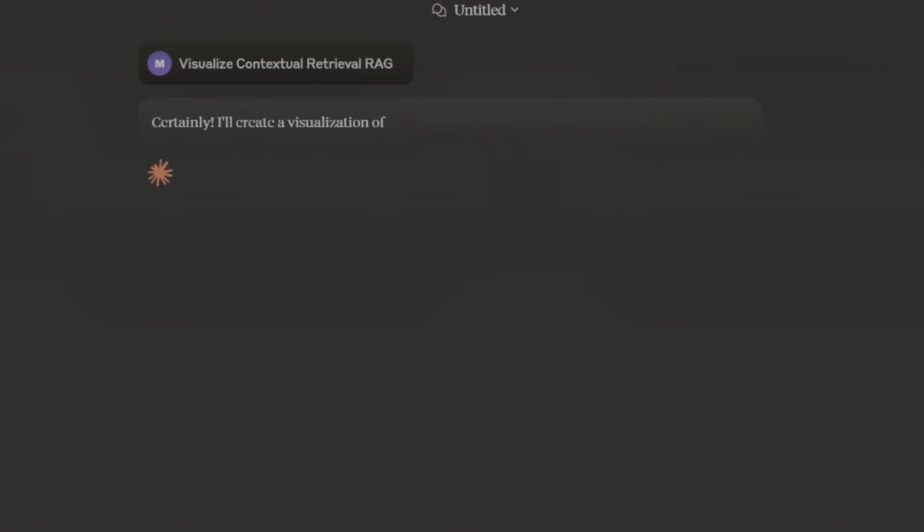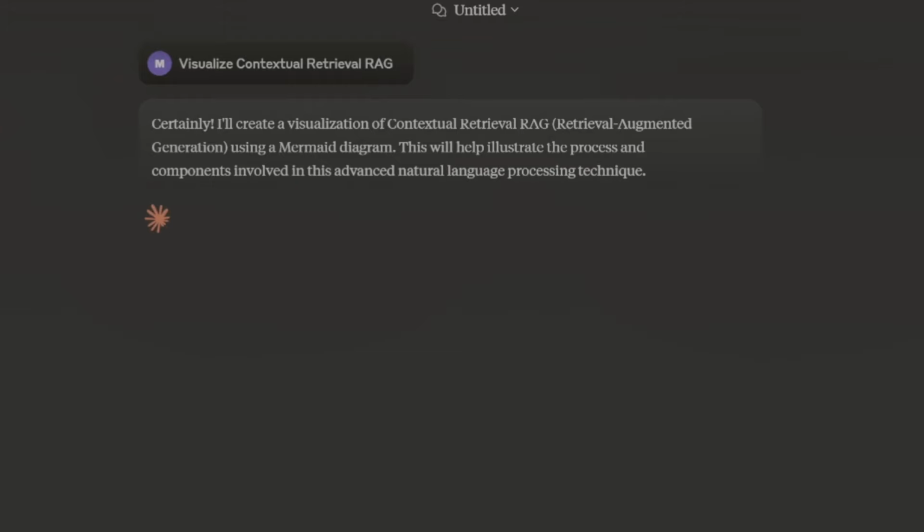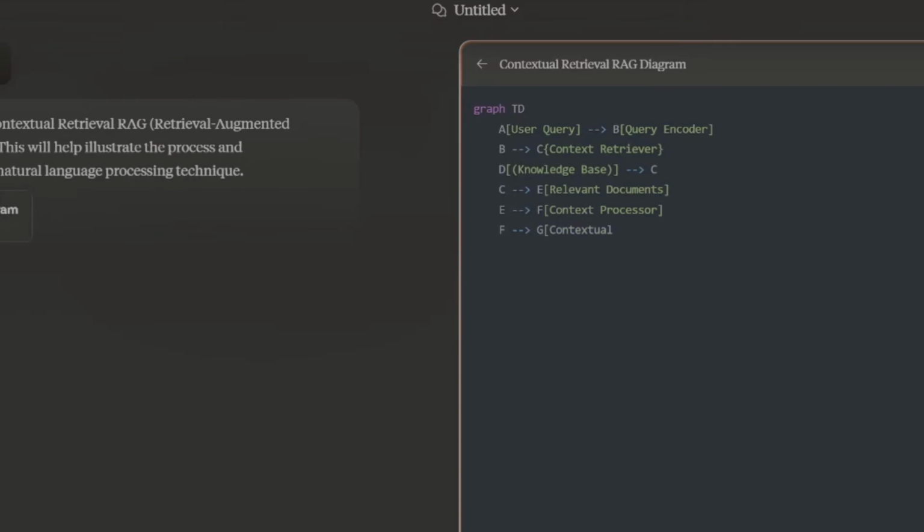Now for kicks, let's try to make it draw contextual retrieval RAG. See you in the next video.